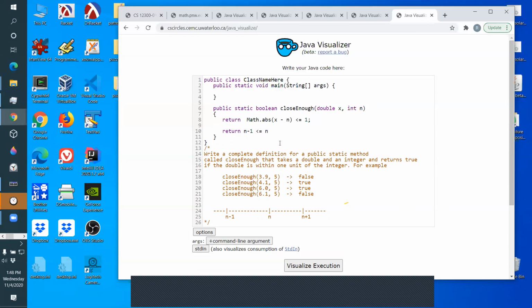Okay, so let's do it piecewise. What's this guy saying? X is greater than or equal to n minus 1. So it's to the right of n minus 1. So that takes away all these bad points here. You can't be there.